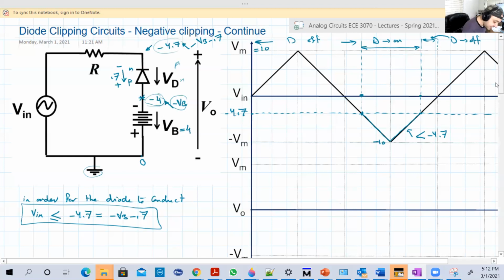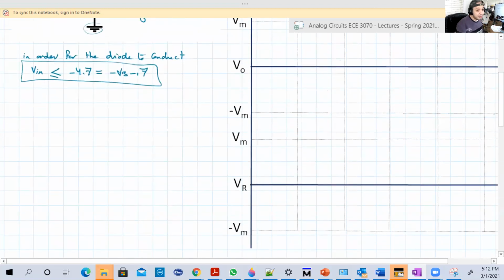Okay, so let's state that, and let's see what would be the output and the input. So number one, let's make a bracket like this. Number one, when V input is greater than minus 4.7, or generally minus VB minus 0.7, the diode will be off. So the current is 0 and VR is 0.